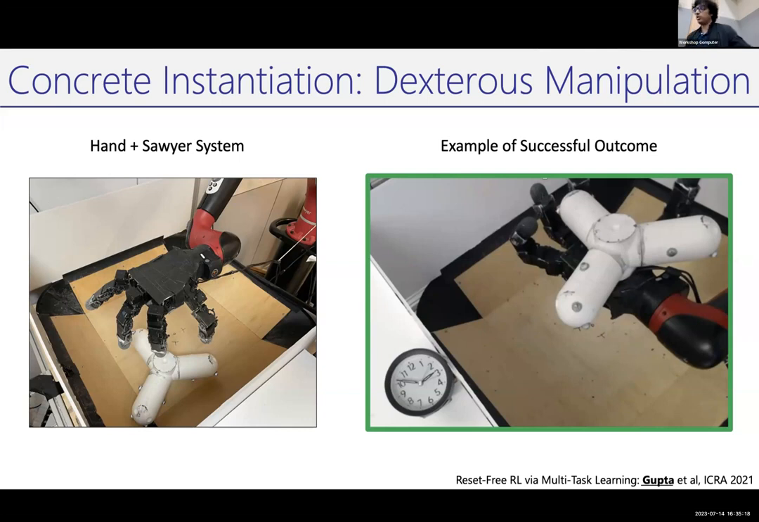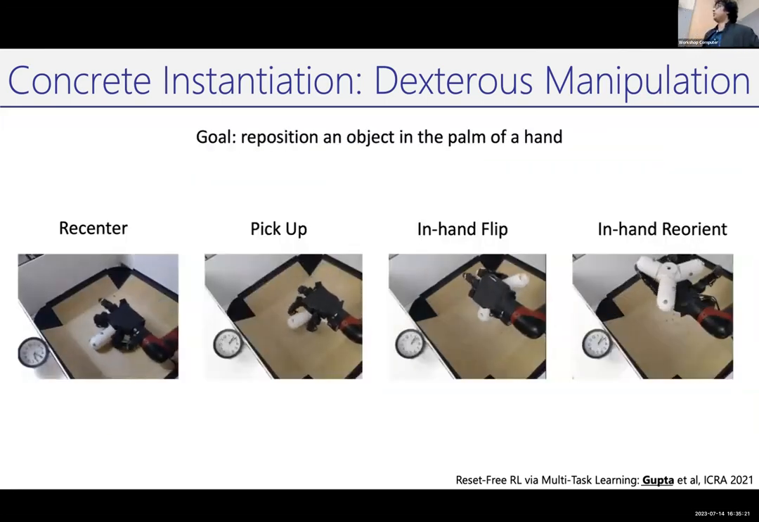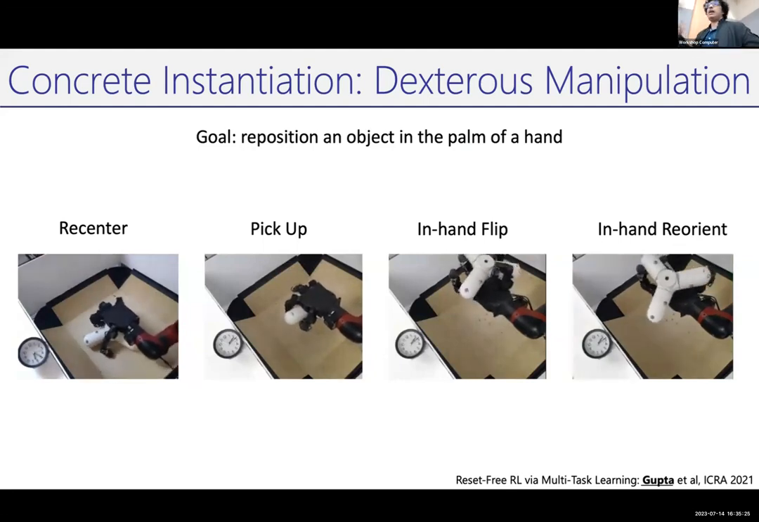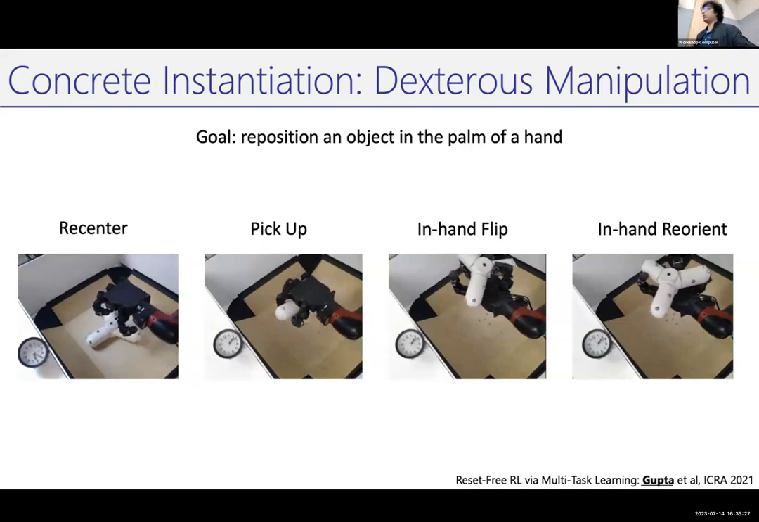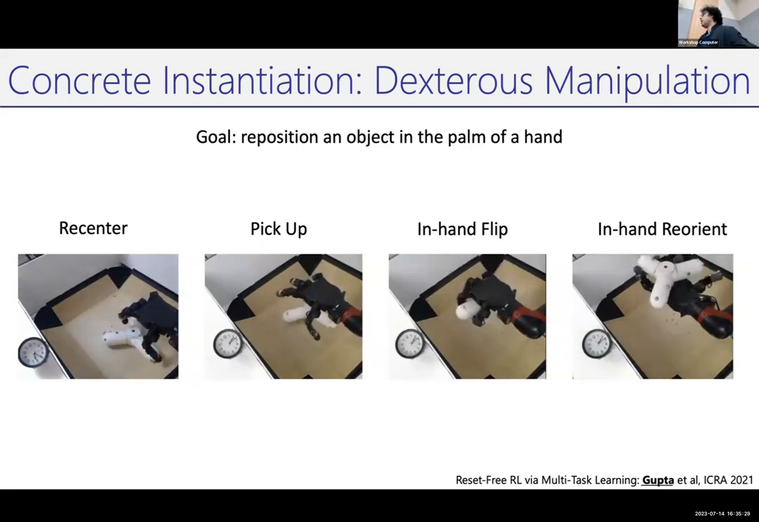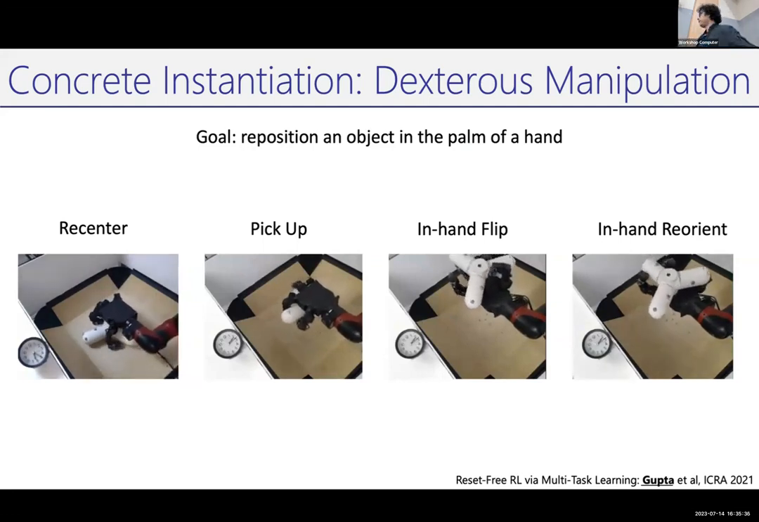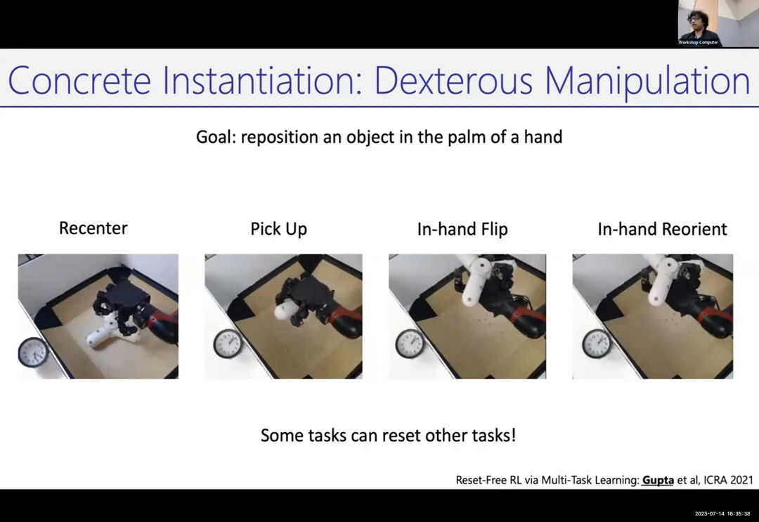And so what we're going to try and do is multiple different tasks, like recentering the object, picking it up, flipping it over, and in-hand reorientation together. Right? So we're going to learn all of them together so that we can finally learn the skill of in-hand reorientation without requiring all of this human intervention. Okay, so what does that kind of look like in practice?